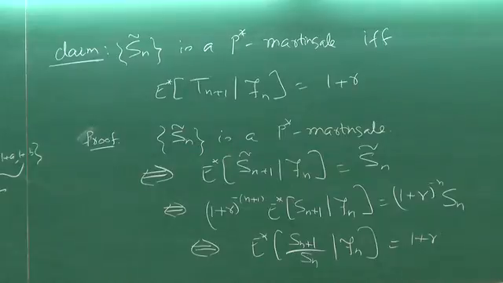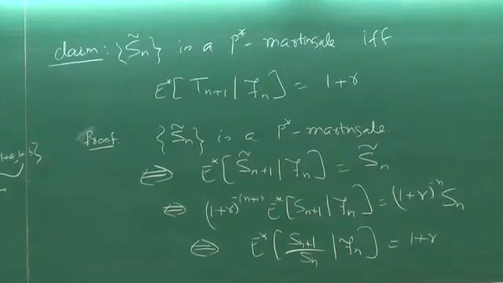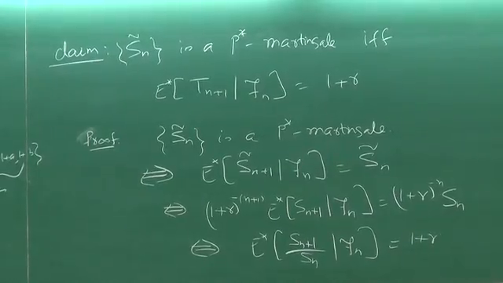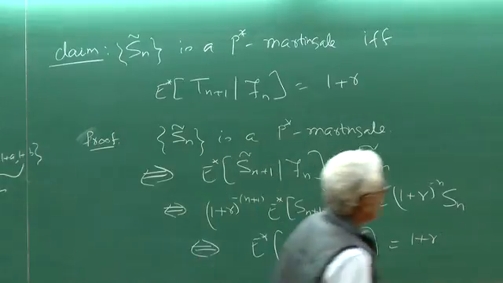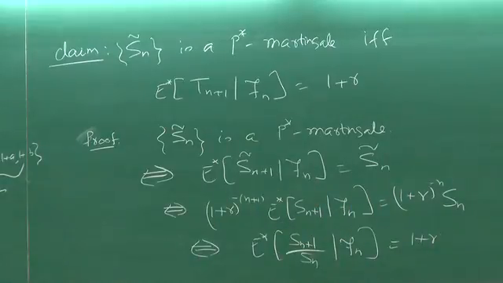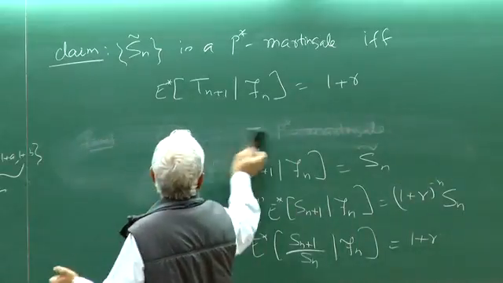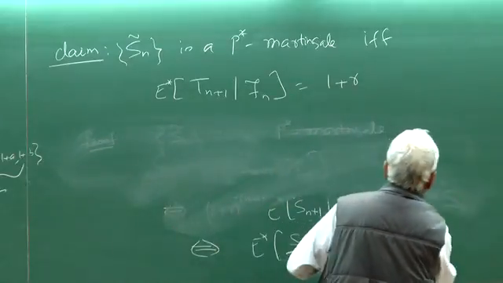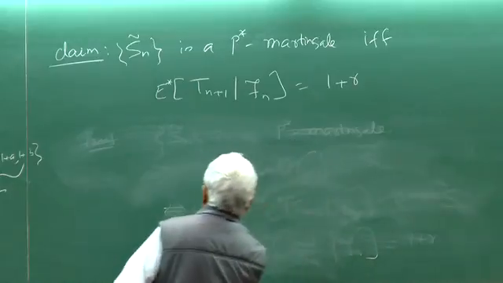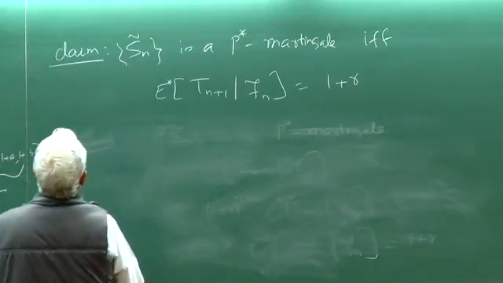I indicated right in the beginning that Sn tilde is a P star martingale. I have to find such a P star. So I am just seeing, if Sn tilde is a P star martingale, what are the consequences? The conditional expectation of Tn plus 1 must be equal to 1 plus R. Now my second claim, these are very, very simple, that's why I am explaining it. Tomorrow I won't be able to prove much. This is claim number 1.